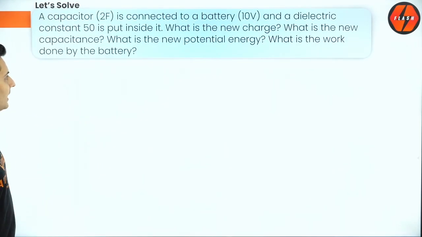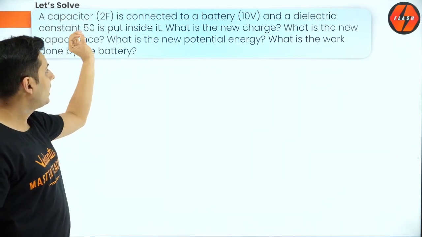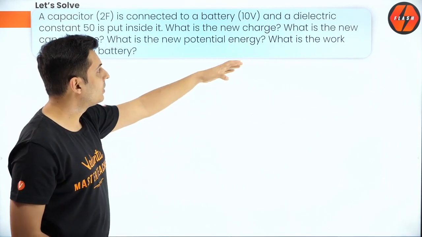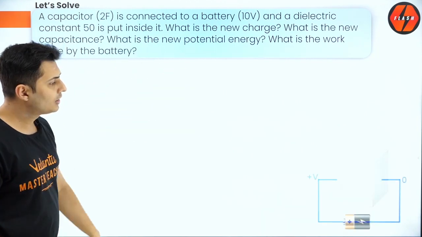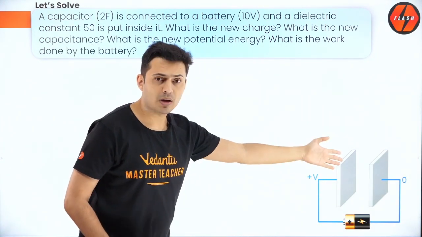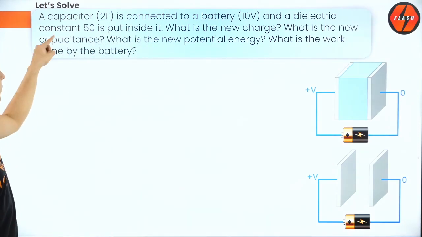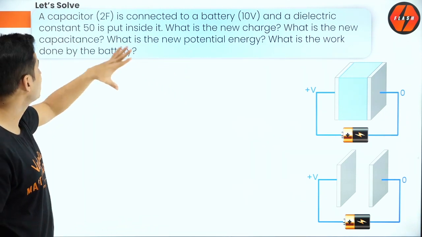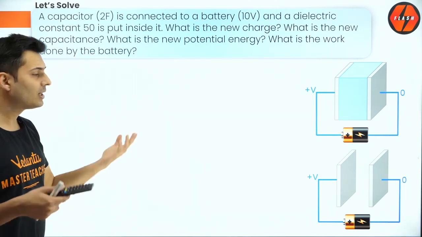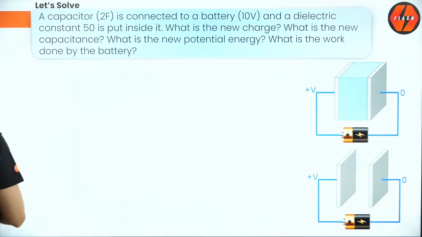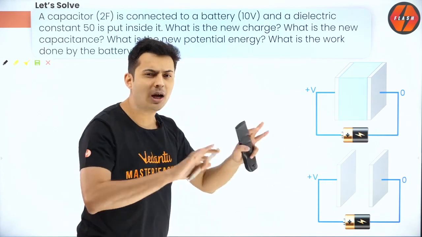Alright, now let's go to the next question. Imagine that there is a capacitor of 2 farad and it is connected to a battery of 10 volts. Okay, and there is a dielectric material of constant 50 which is put inside it. So imagine there is a capacitor of some capacitance 2 farad, and then what you do is put a slab inside it of constant 50. What is the new charge? What is the new capacitance? What is the new potential? What is the work done by the battery, and so on and so forth. So let's try to figure this out. So first of all, let's talk about what were the old charges in the old capacitor without the dielectric.